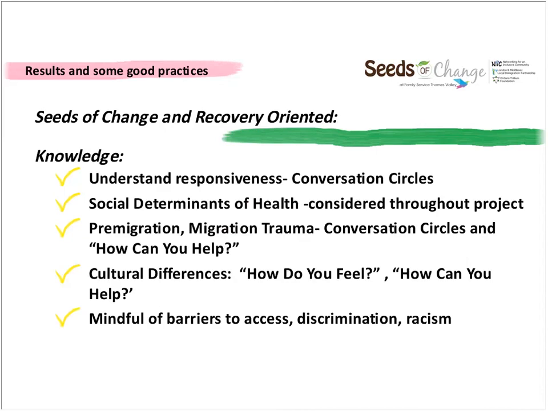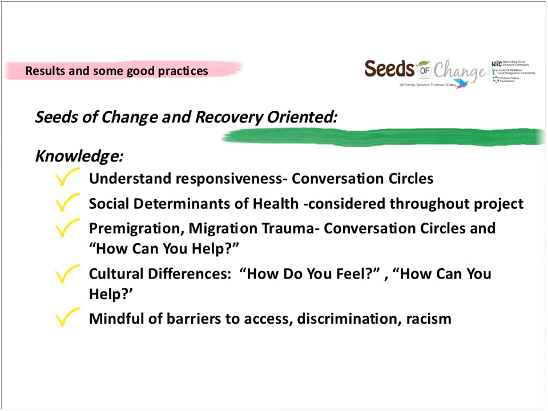Understanding responsiveness. The conversations helped with that because there are barriers. We can't just build a field, like that Field of Dreams movie where you build a field and people will come to play baseball. That doesn't work. You need to develop trust. You need to develop some engagement practices that bring people together, and the conversation circles were one way of doing that.